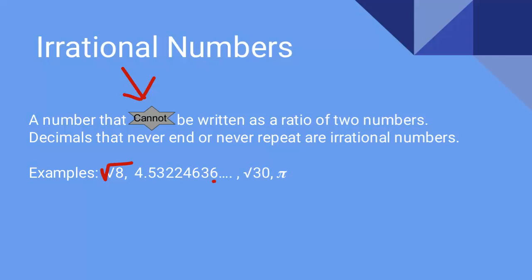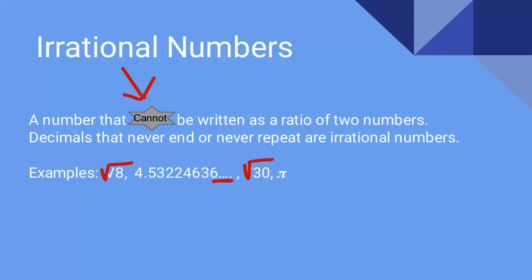Another example, 4.53224636, and then you see the dot, dot, dot. That means that decimal keeps on going forever. It never ends, so that's going to be irrational. Square root of 30 would also be irrational. If you put that in your calculator, it's going to keep going forever. And then pi is probably the most famous irrational number.